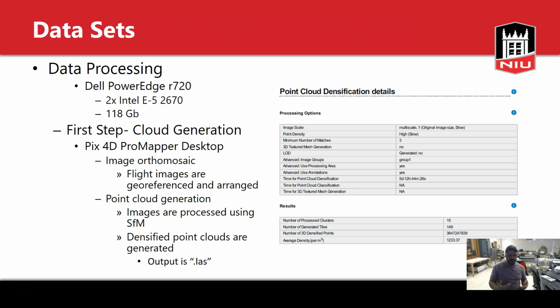The software will produce an image mosaic so we can properly align and georeference all of our imagery for it. And we'll be generating the point clouds out of that. The images from our flights will be used to process this using structure from motion. And the points are put out in a .las file, which is the exact same file that you get LiDAR data in.